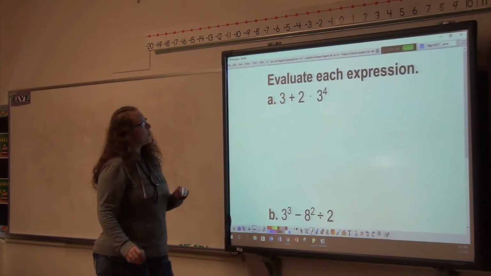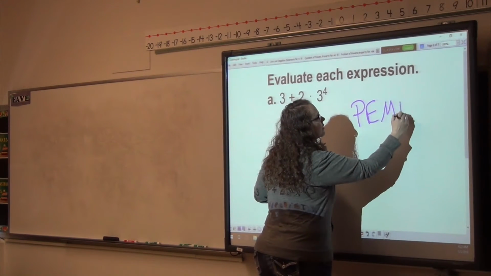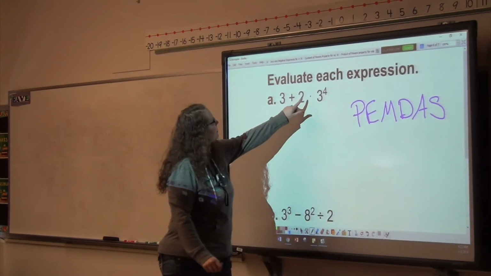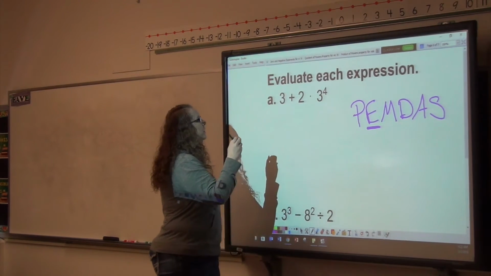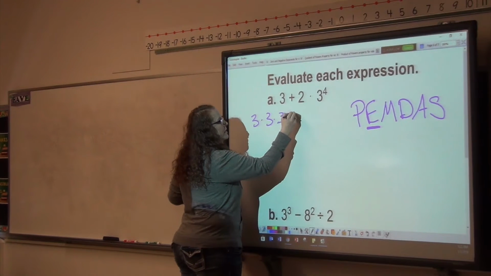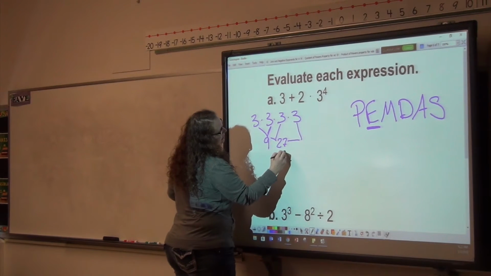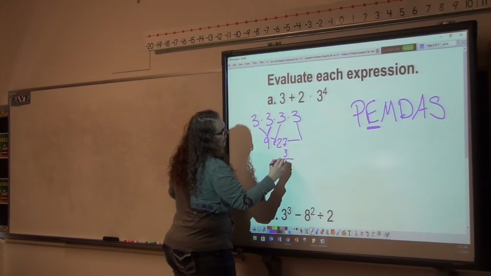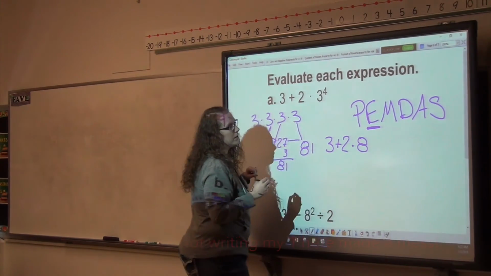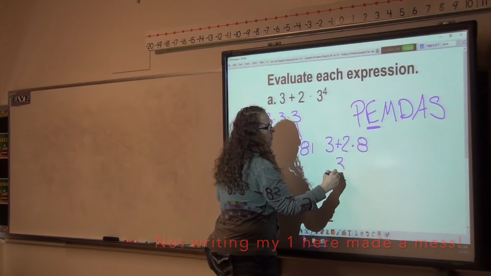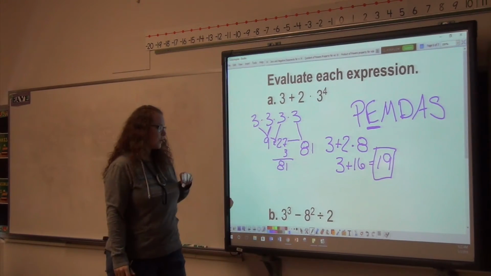Okay, evaluate these expressions. You have to follow your order of operations. So before I can multiply here or add there, I have to do my exponents. My exponents come first. So 3 to the 4th is 3 × 3 × 3 × 3. 3 × 3 = 9. × 3 = 27. × 3 = 81. So this is 3 + 2 × 81. Then I've got to do multiplication next. So this is 3 + 16. Your answer to this is 19. Make sure you're following your order of operations.